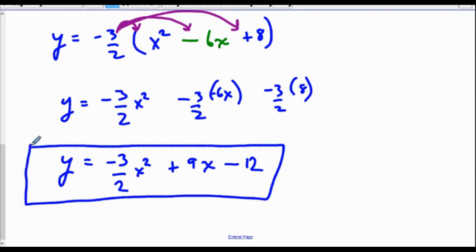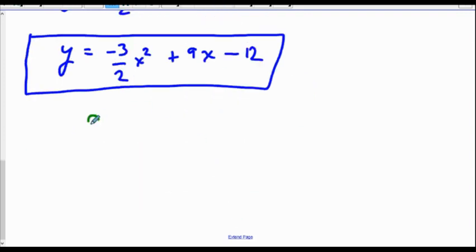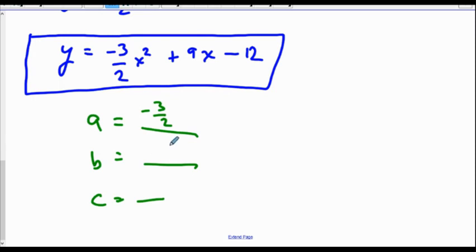And if I asked you, what is the value of A, B, and C? Hopefully you could recognize that. One moment. You can pause it if you want to try it. A is negative 3 over 2. B is positive 9, and C is negative 12.